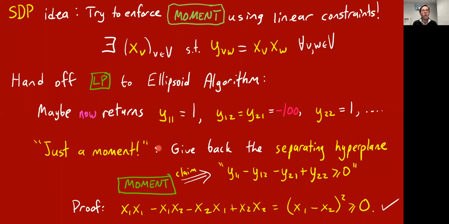Okay, so maybe now you tell the ellipsoid algorithm, I had this separating hyperplane, so go back and find me a new solution. So the ellipsoid will chop its ellipsoid with this half space, get a smaller ellipsoid, keep going. And maybe now it'll give you the same thing, but with y12 and y21 being negative 100. But then we're going to say, oh, I forgot to tell you, ellipsoid algorithm, here's another constraint that the y's are supposed to satisfy. And notice this new solution doesn't satisfy this new constraint. And it's a valid constraint again in the sense that any y satisfying the moment constraint satisfies this inequality, because you can change these minuses to pluses.